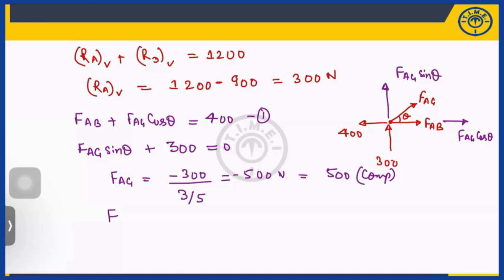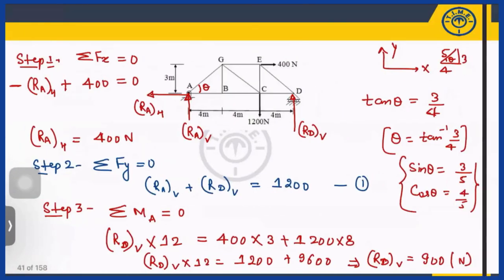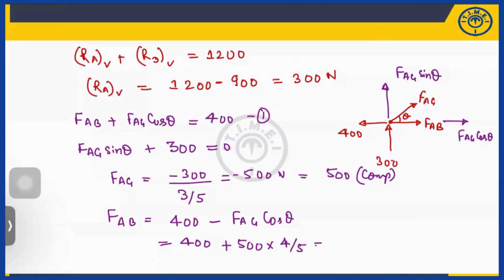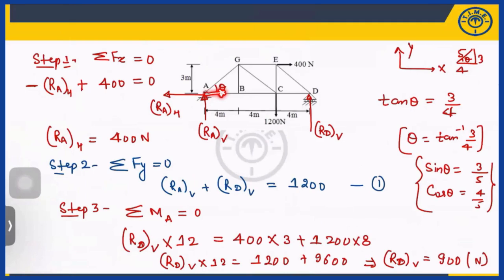Now, similarly, you can calculate the force in member AB. What is the force in member AB? Force in member AB is nothing but 400 minus FAG cos of theta. Yes or no? Because this is 400 from the first equation. FAG value is minus 500, that means it will become 500. Cos theta value you are getting as 4 by 5. So this value is 4 by 5. That means this will become 800 Newton. Okay, so once you know the value of FAB 800, that means this force you have calculated is coming out to be positive, which means it will be tensile.